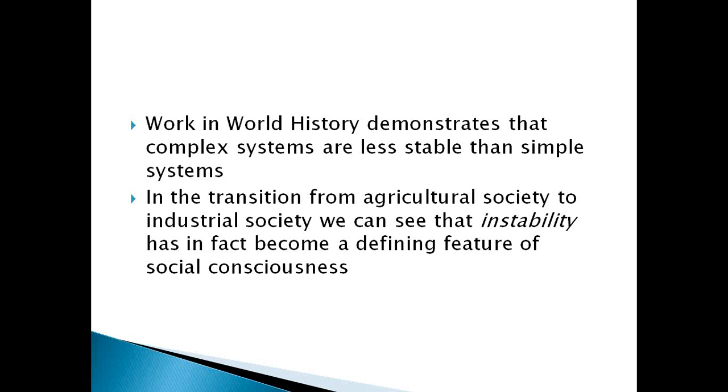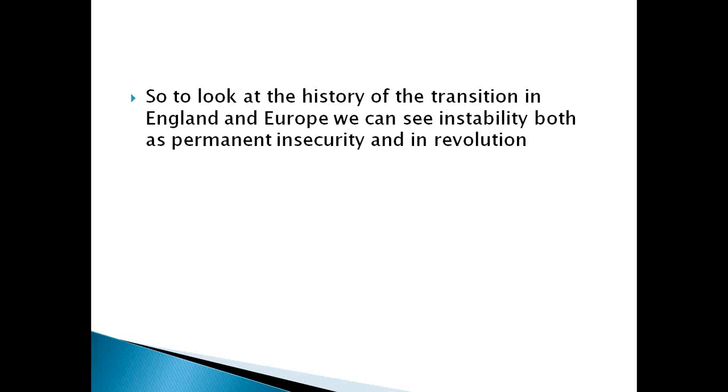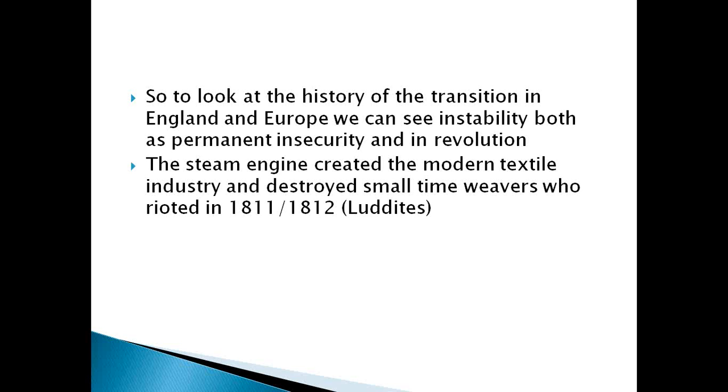So in the transition from agricultural society to industrial society, we can see that instability has in fact become a defining feature of social consciousness. So to look at the history of the transition in England and Europe, we can see instability both as a permanent insecurity in people. People are insecure, permanently anxious, and also in revolution. The steam engine, for instance, created the modern textile industry, okay, and it destroyed small-time weavers and their livelihoods. And understandably, they were upset, so they rioted in 1811 and 12, and we know these riots now as the Luddite riots. And you can tell who won because the term Luddite is always used in a pejorative sense of putting people down.